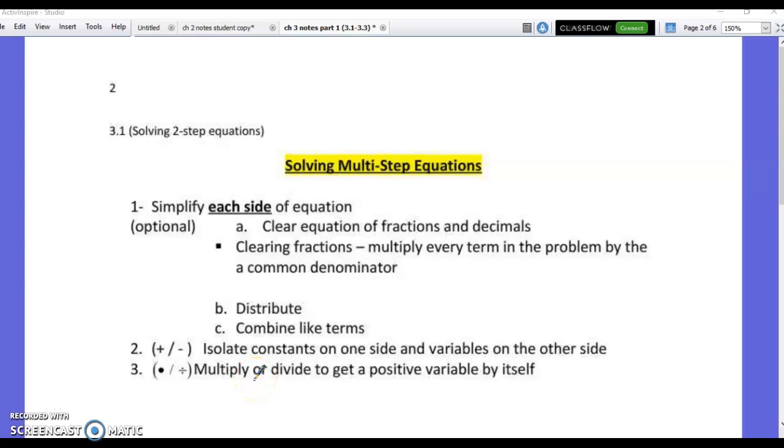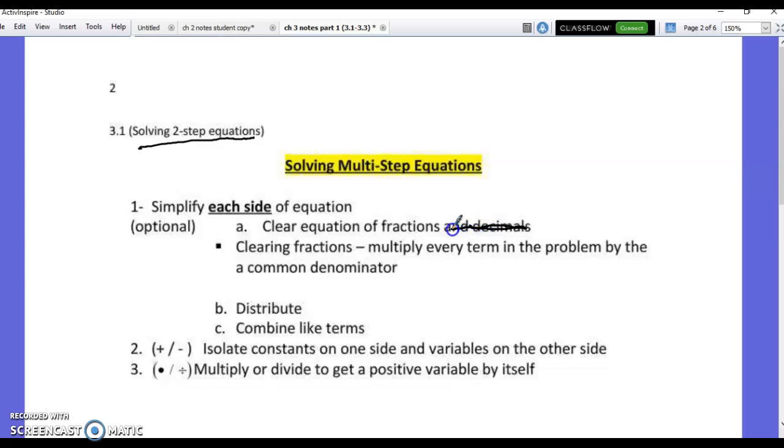All right, so the second part of 3.1, and what we're getting into, is solving multi-step equations, but particularly for this one, 2 steps. So meaning, when I go through all of these steps, this is how we're going to solve. These are the rules that we're going to use for all of our equations when we're solving for something. So simplify each side of the equation, clear the equation of fractions and decimals.